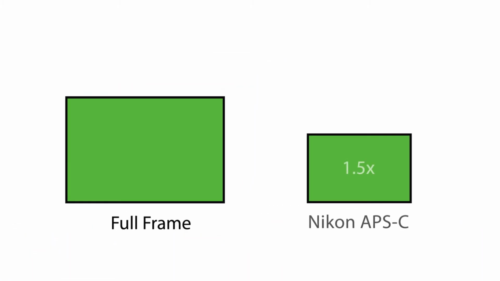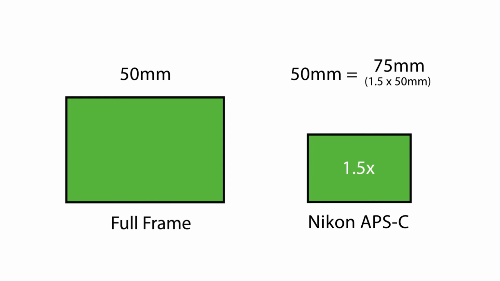Most digital cameras use sensors that are smaller than full frame. Hence, they have a crop factor or focal length multiplier when it comes to their field of view. For example, a Nikon APS-C sensor has a multiplier of 1.5. That means a 50mm Nikon lens mounted on a camera with an APS-C sensor acts effectively as a 75mm lens on a full frame camera.